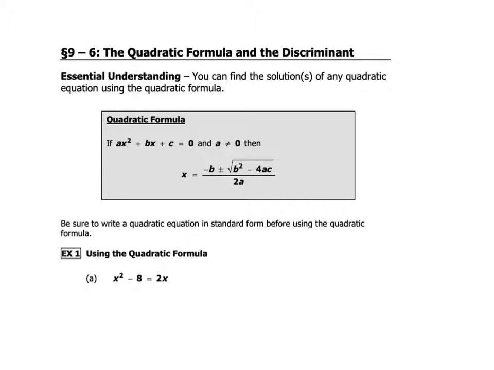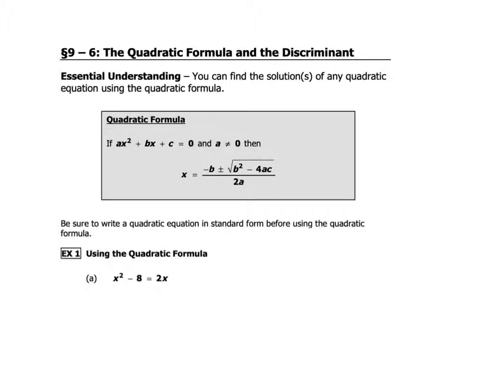So one of the ways that we can do this, other than factoring or completing the square, is we can use a formula. And that formula is right here. I know this looks like a horrible formula, but really it's not so bad. So what I'm going to do is go through an example and show you how this particular formula works.